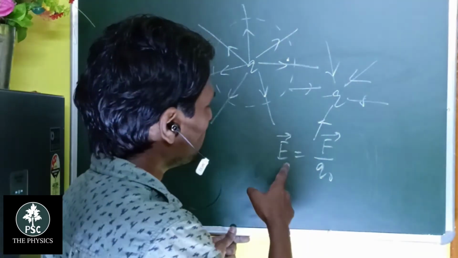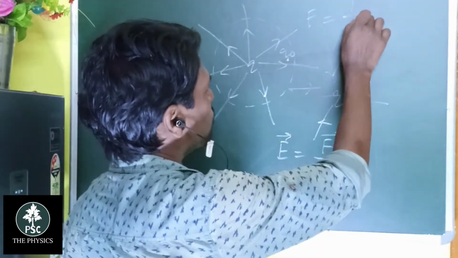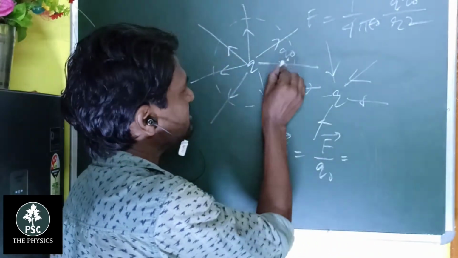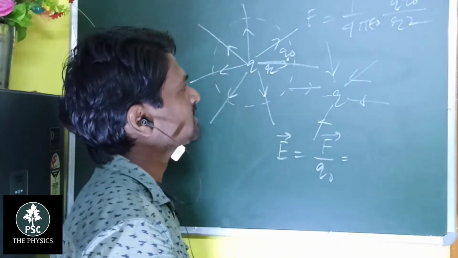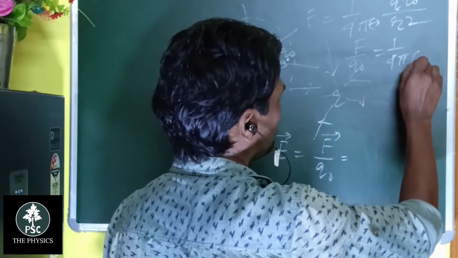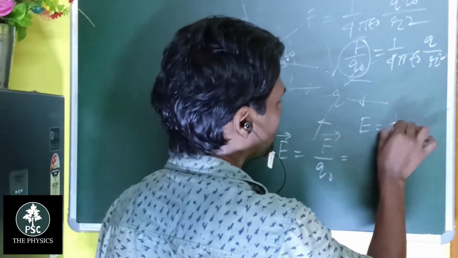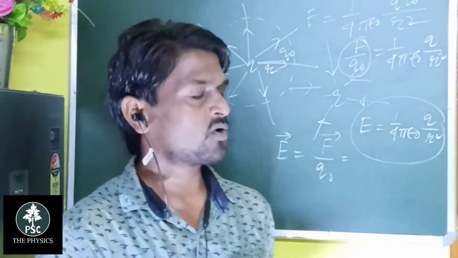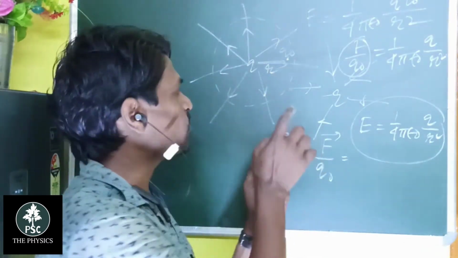Okay, so E equal to F by Q0, and here if we place a Q0, then the force is equal to 1 by 4 pi epsilon naught into Q Q0 by R square, if the distance between them is R. But if you divide this, that is F by Q0, then you get the formula E equal to 1 by 4 pi epsilon naught Q by R square. So F by Q0 is the electric field. So E equal to 1 by 4 pi epsilon naught Q by R square. Okay. So this is the electric field intensity somewhere within the field due to a point charge.